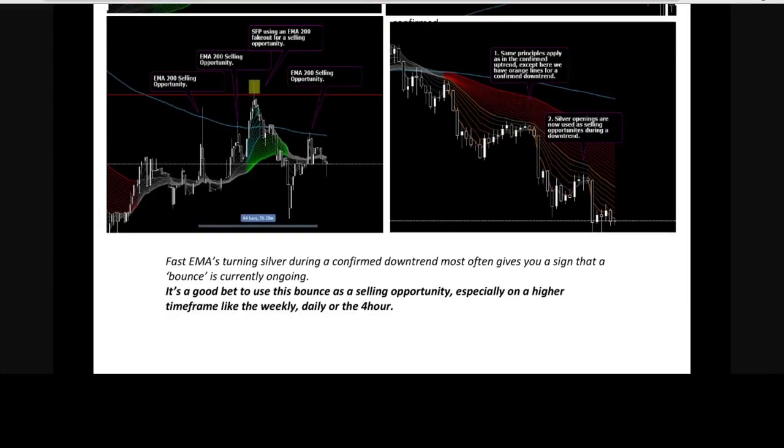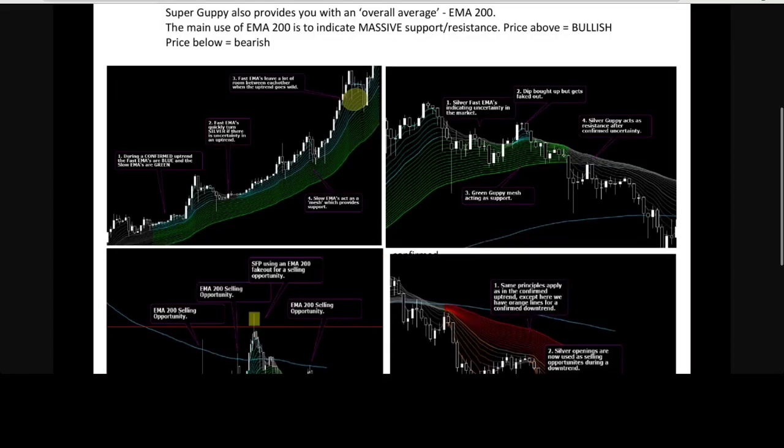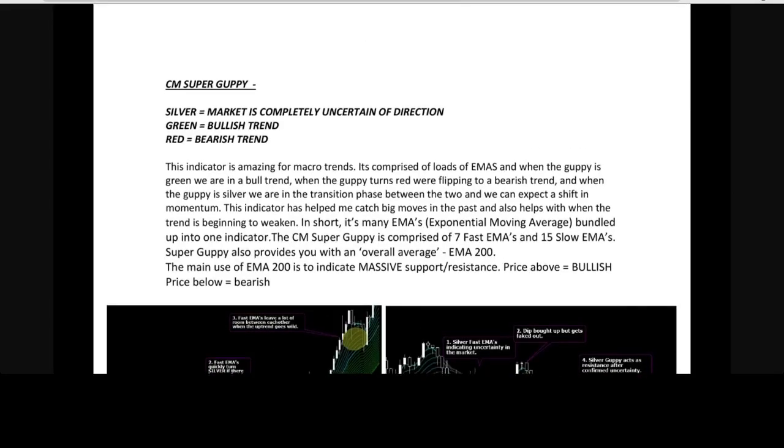But the fast EMAs turning silver during a confirmed downtrend most often gives you a sign that a bounce is currently going. It's good to use this bounce as a selling opportunity, especially on a higher time frame like the weekly, daily, or the 4-hour. So this one was very interesting.